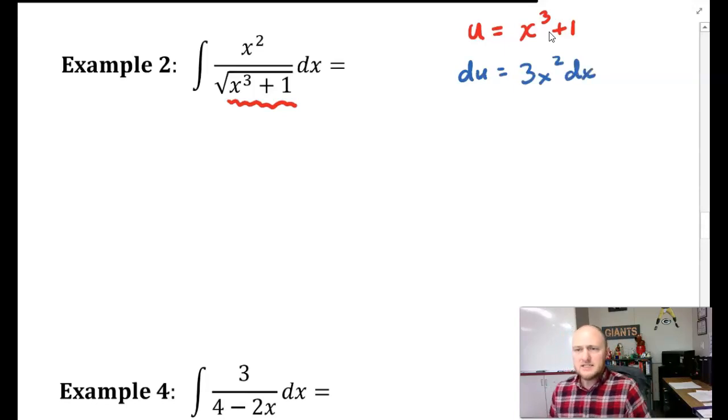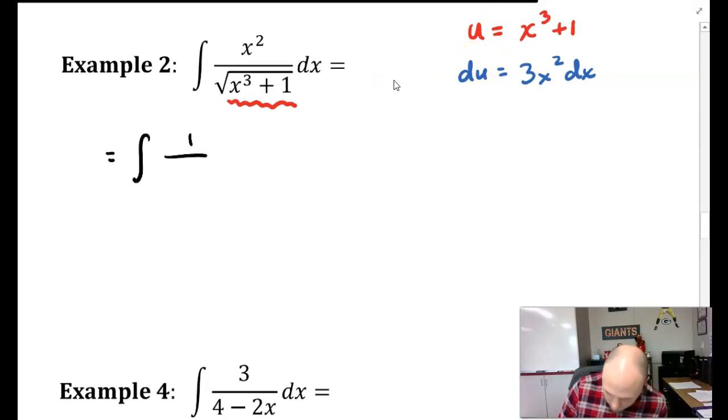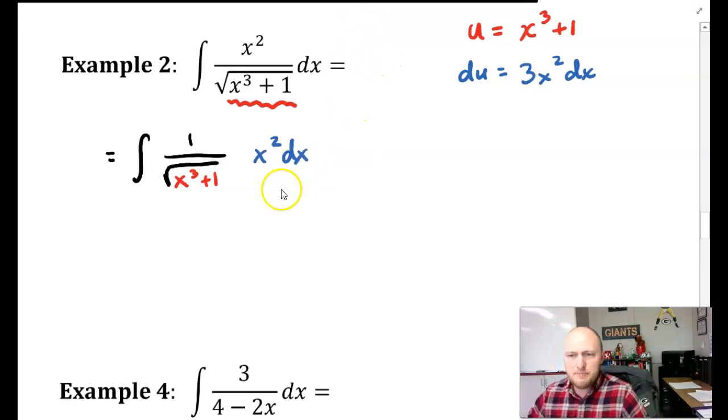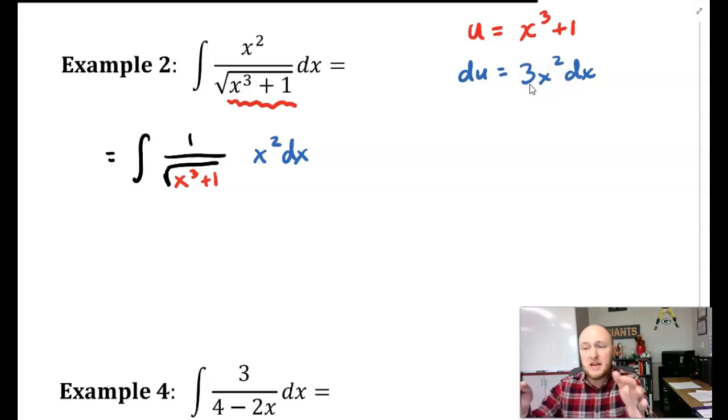3x squared dx. Okay, so let me go ahead and just rearrange this so that you guys can clearly see the square root of x cubed plus 1. Back here I have x squared dx. And what I hope you see is that I'm just missing the 3. I don't have that 3. I have to introduce this. I'm going to multiply it in.